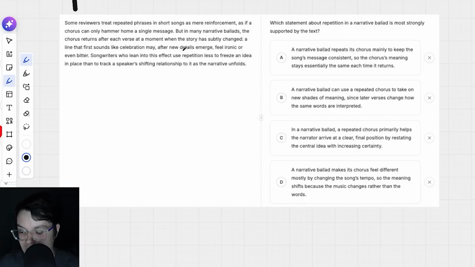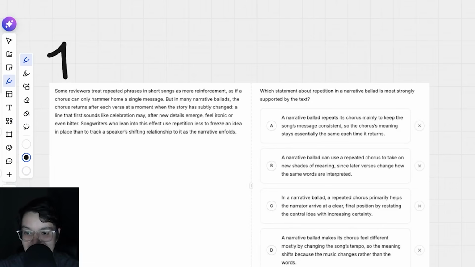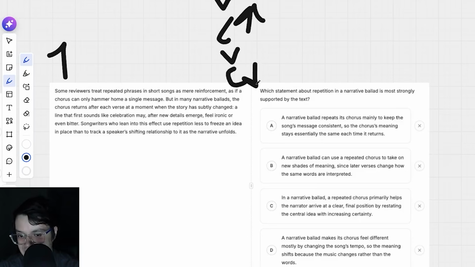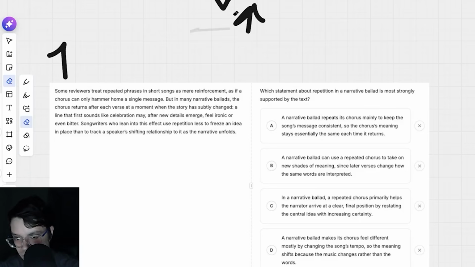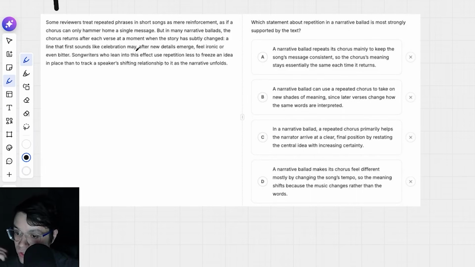Okay, so now they're saying here that yes, they are changing. Maybe they have this verse and then they have a chorus and the first chorus is happy, but then they have another verse and a chorus, and this chorus is sad. So that is what can happen here. Then they say here, songwriters who lean into this fact use repetition less to freeze an idea in place than to track a speaker's shifting relationship to it as the narrative unfolds. So they're saying you can have a singer who is changing how they think about this chorus as the song goes through its motions.